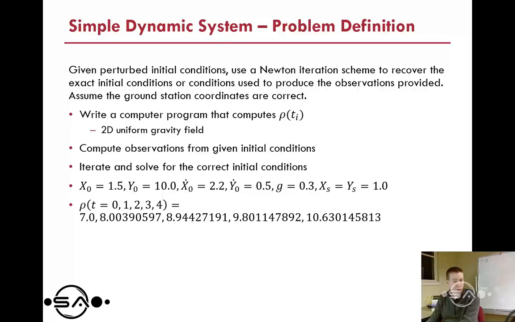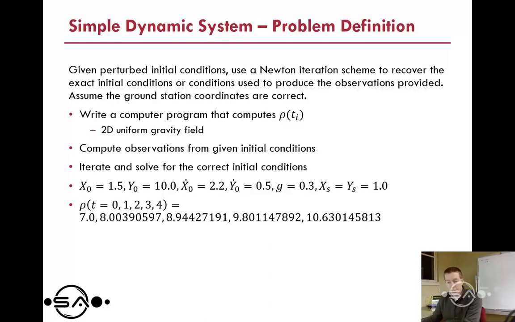The perturbed initial conditions are x naught equal to 1.5, y naught equal to 10, x dot, our velocity in the x, is 2.2, and our velocity in the y is 0.5. Our gravitational acceleration is 0.3, and our ground station coordinates are 1. For our range, the observations are 7, 8, 8.9, 9.8, and 10.6 at times 0, 1, 2, 3, 4. So you're going to take that initial state, solve for the first range, and then iterate through and find the range.